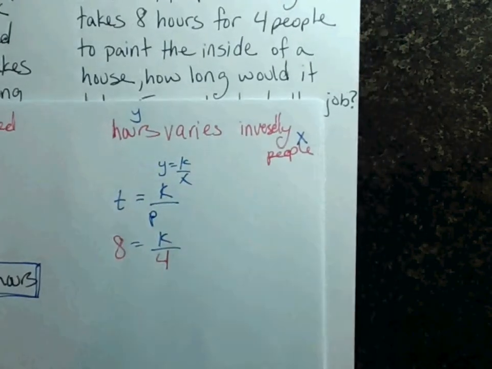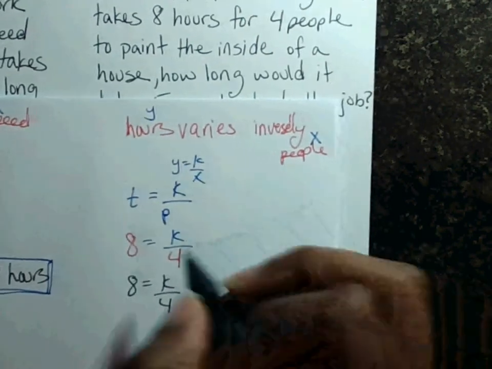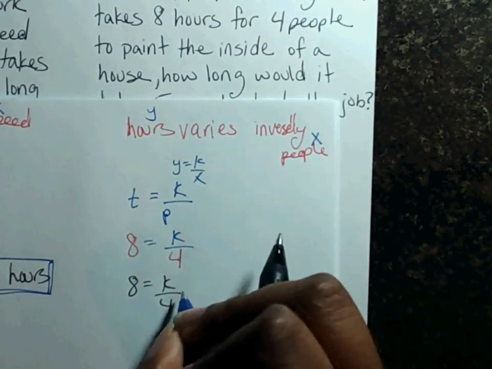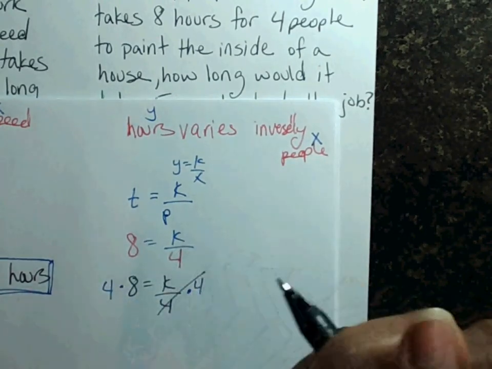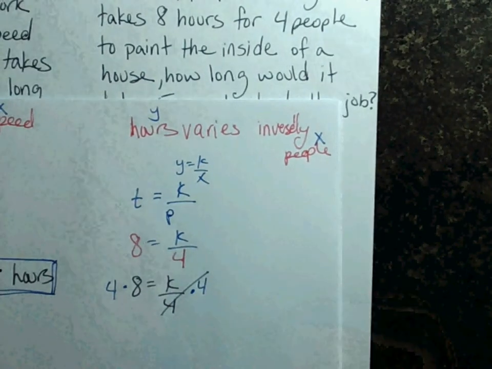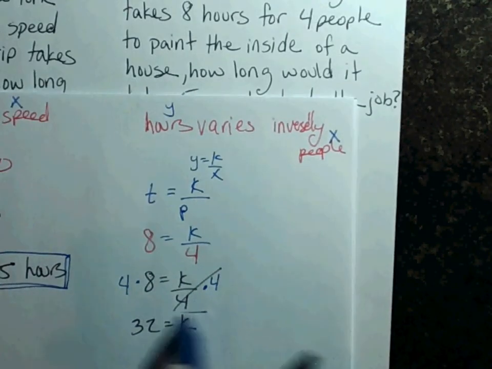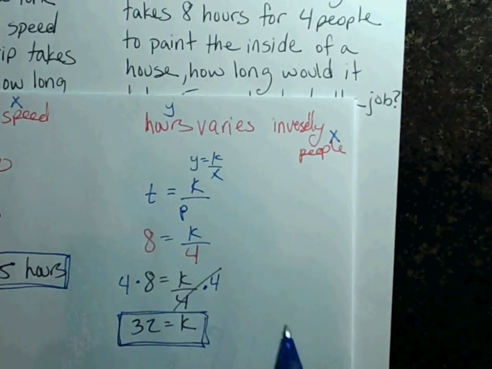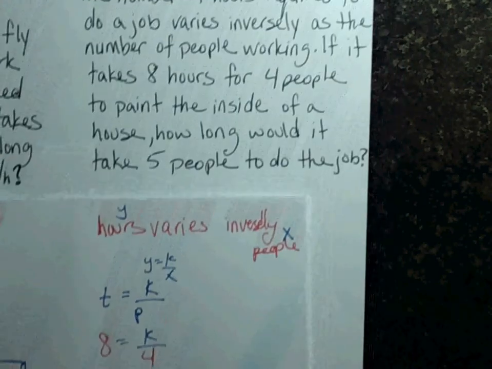Now the math starts. I have 8 equals K over 4. I'm dividing by 4, so I'm going to multiply both sides by 4. These skedaddle. 8 times 4, 32. So now I have 32 equaling K. Bam, I solve for K. Once you solve for K, all you have to do now is go back, use K with your half to find your other half.